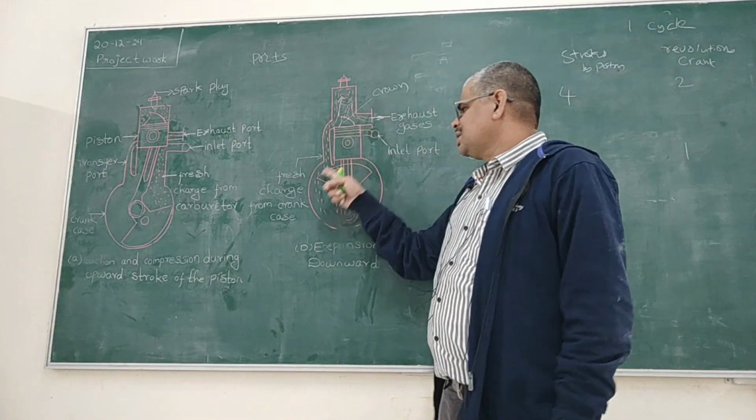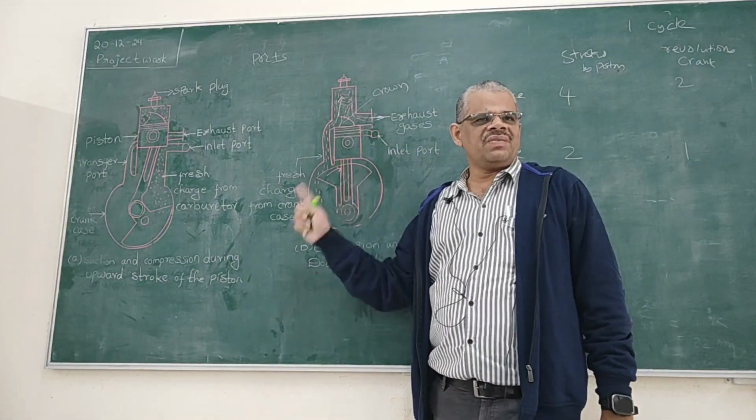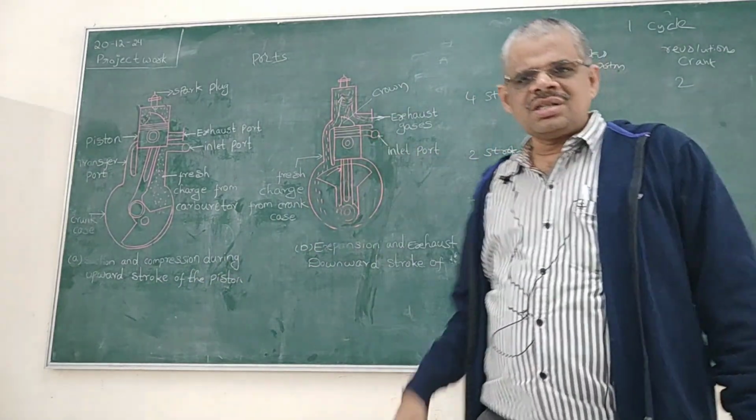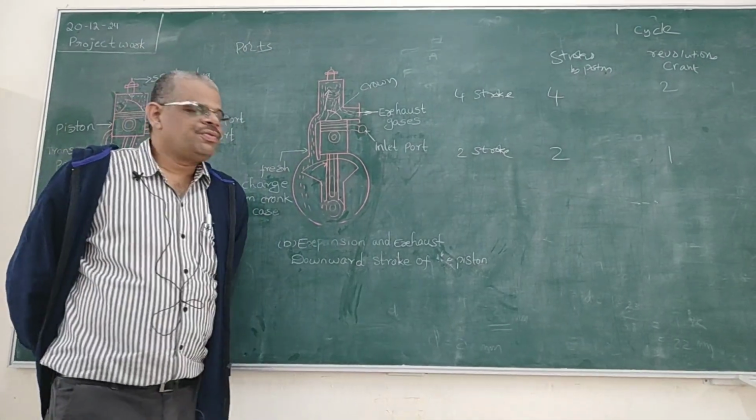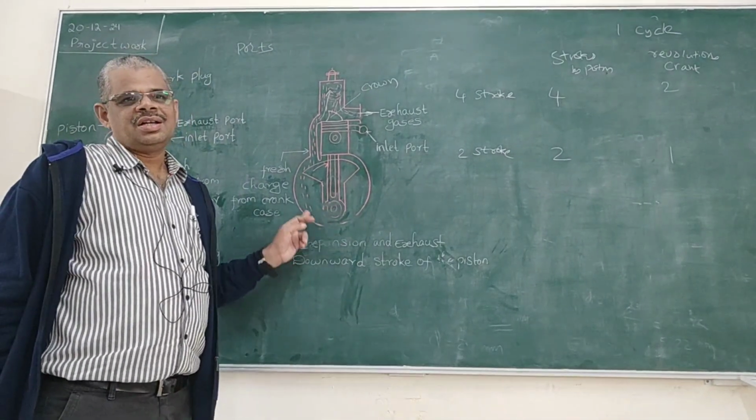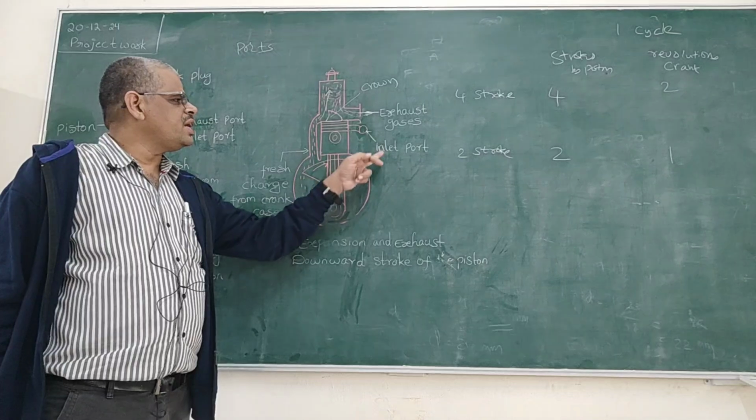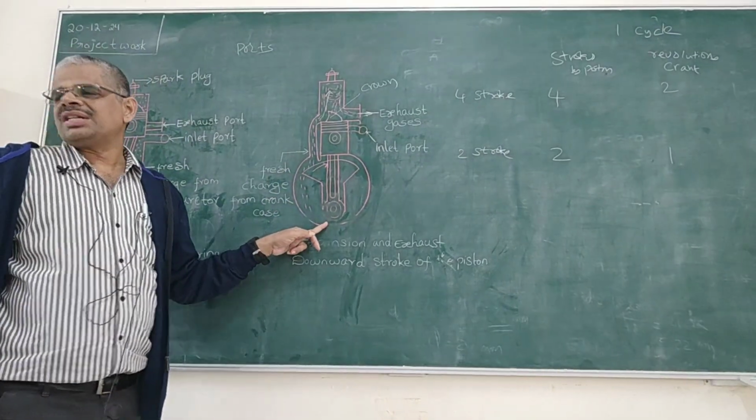So there is no other function for the crankcase in case of a four-stroke engine, only to store the lubricating oil. But here the crankcase has a specific function, whatever be the charge. So in case of a two-stroke engine, the crankcase is filled with the charge during suction.